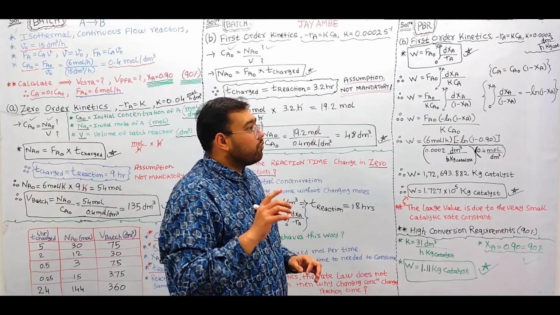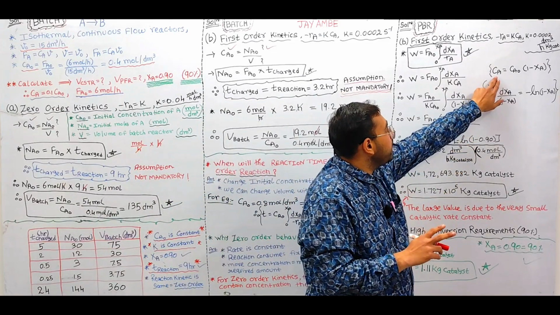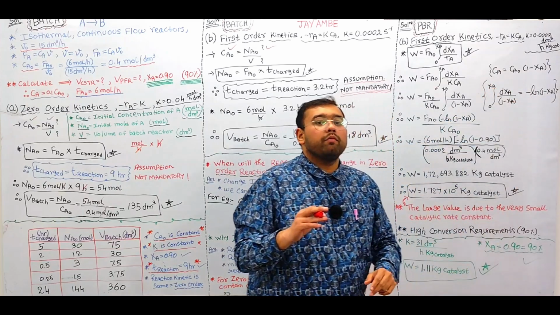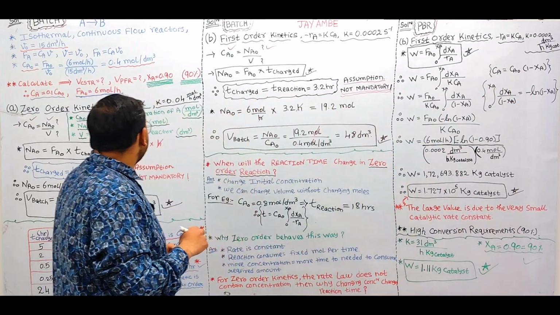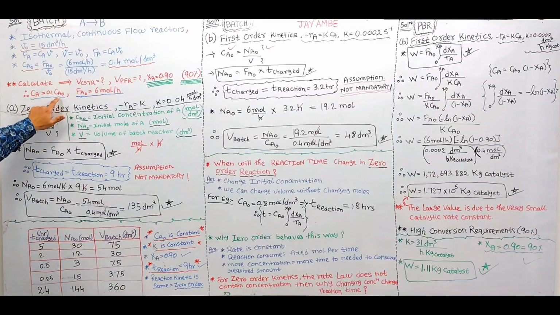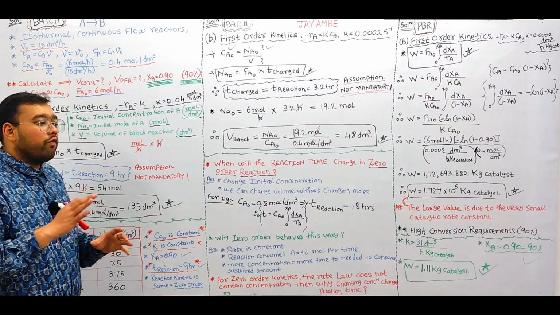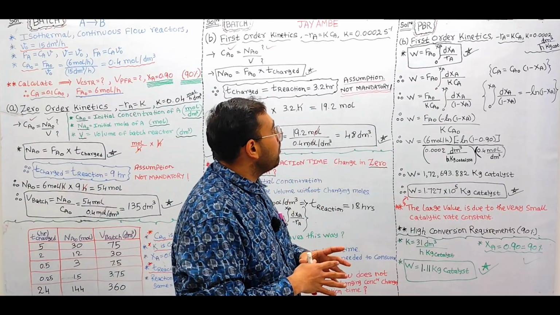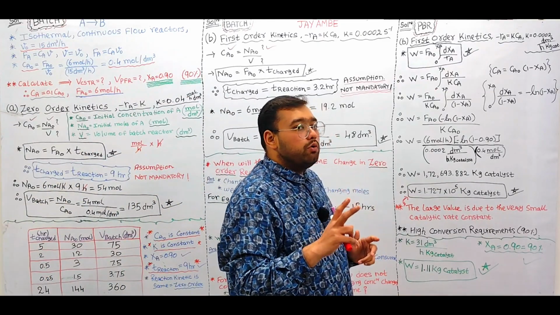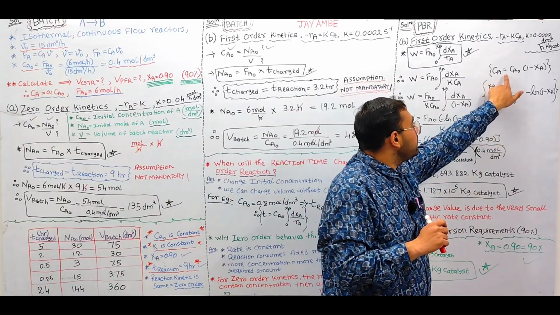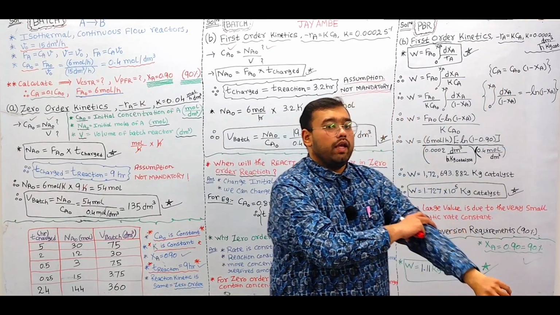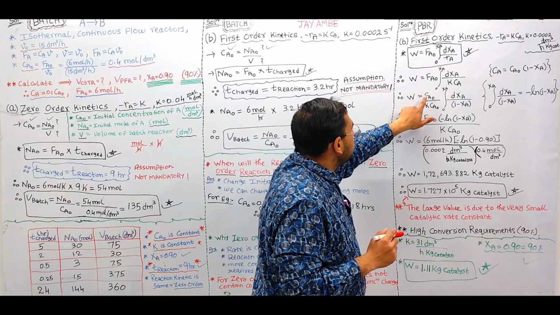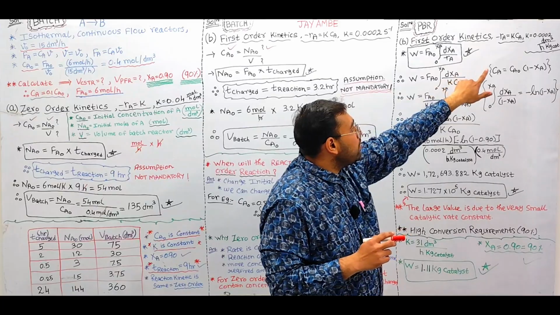In these lectures, we'll use the second form of Ca, which is Ca equal to Ca naught into 1 minus Xa, and the first form was Ca equal to 0.1 Ca naught, right? For deriving the performance equation for the designing of the reactors, we will use the second form of Ca, which is Ca is equal to Ca naught into 1 minus Xa, right?